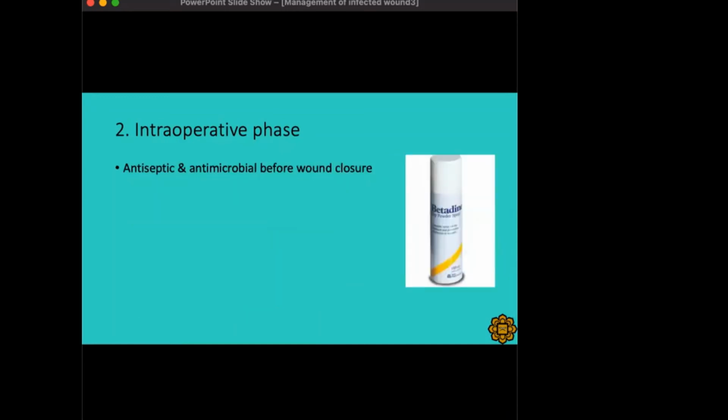Intraoperative phase, wound closure. Topical povidone iodine spray prior to closure reduces SSI. So I don't think we have this at SASMEC, but it's an idea to reduce SSI. You can do a quick spray of povidone iodine. Using alcoholic iodine has no effect on SSI.